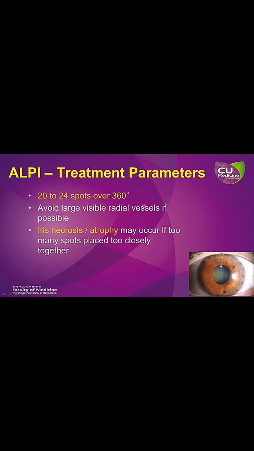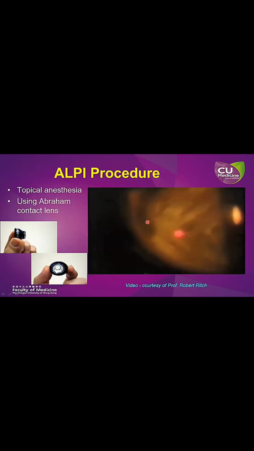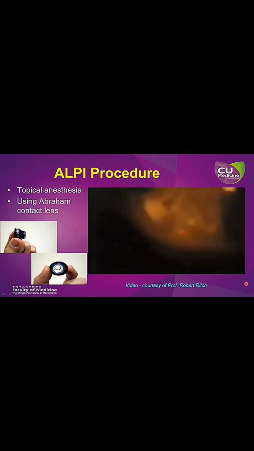Normally, over 360 degrees of the iris, we have to apply about 20 to 24 spots. We try to avoid large visible radial vessels as far as we can. And also, we should avoid placing too many spots too closely together because that may increase the risk of iris necrosis or iris atrophy.